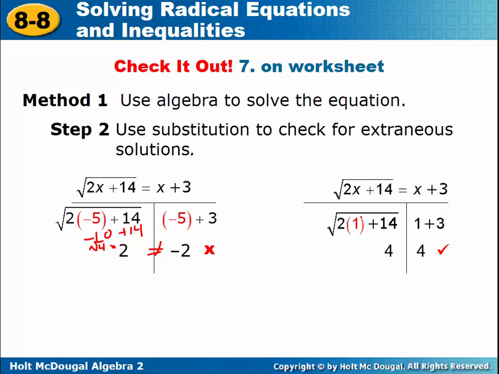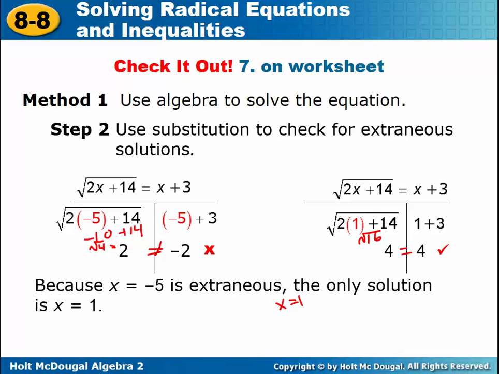When we checked 1, we got 2 plus 14, that's 16. The square root of 16 is 4. On the right side, we got 1 plus 3, which is also 4. This does work. So our only solution is x equals 1. The other one is extraneous, which basically means it's not a solution. So we only use the one that works when we check it.